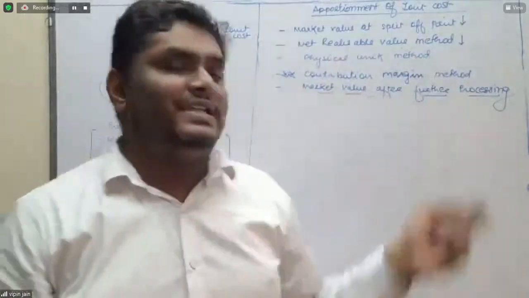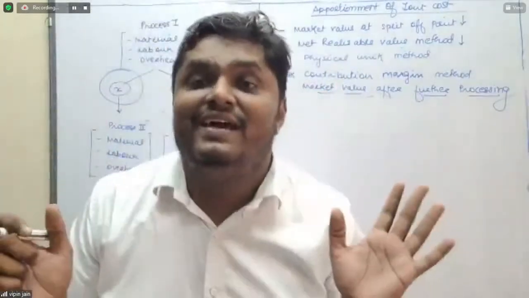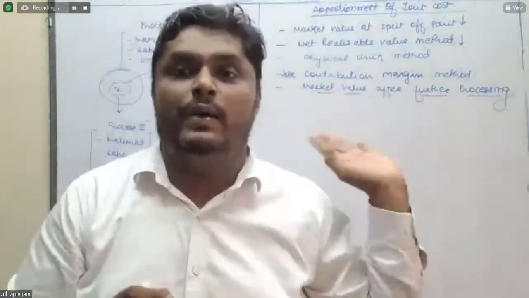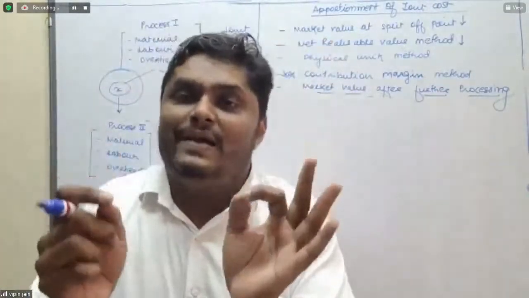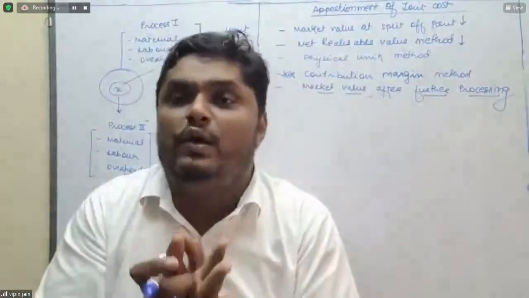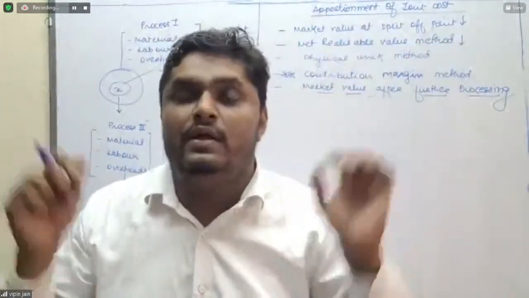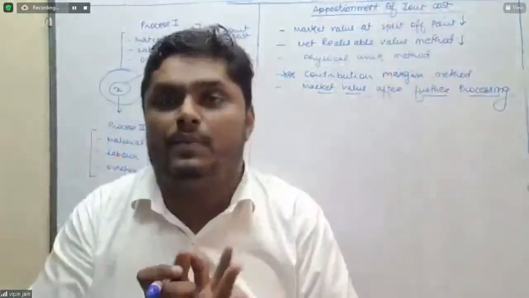Now, this method, that is market value after further processing, if the question is clearly asking you to apply this method, then only you have to apply this method. So from the examination point of view, if the examiner is asking you to use a particular method to apportion the joint cost, then you have to use that method. However, if the question is silent, then you have to use this approach.